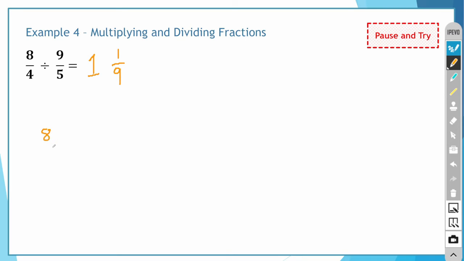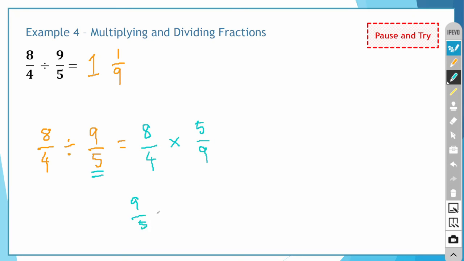So we've got 8/4 divided by 9/5. Just like we did in the previous example, we're going to rewrite this as 8/4, change the divide to a times, and then find the reciprocal of this second number. The reciprocal of 9/5 is 5/9, because 9/5 times 5/9 gives us an answer of 1.